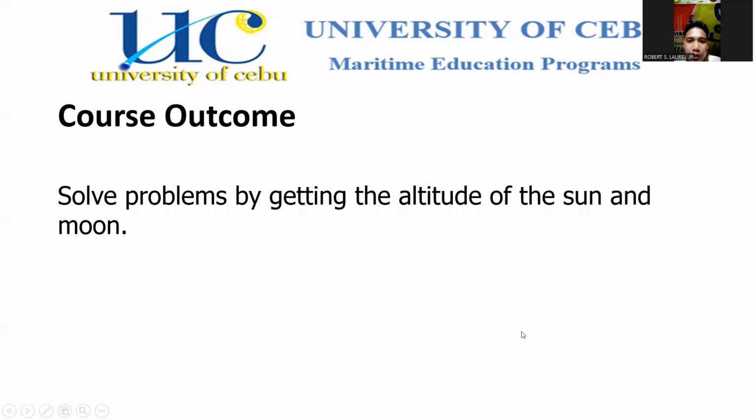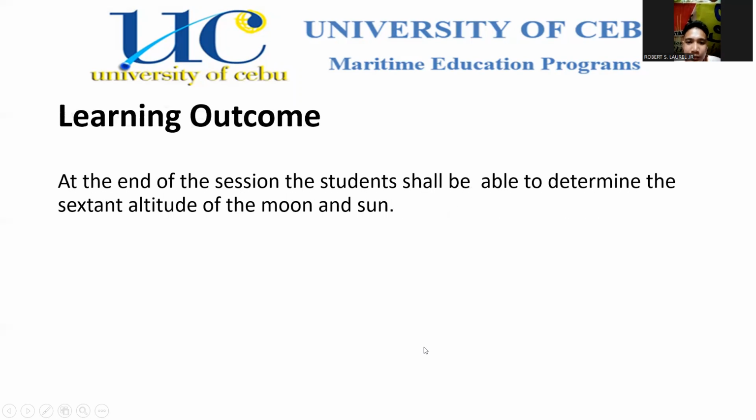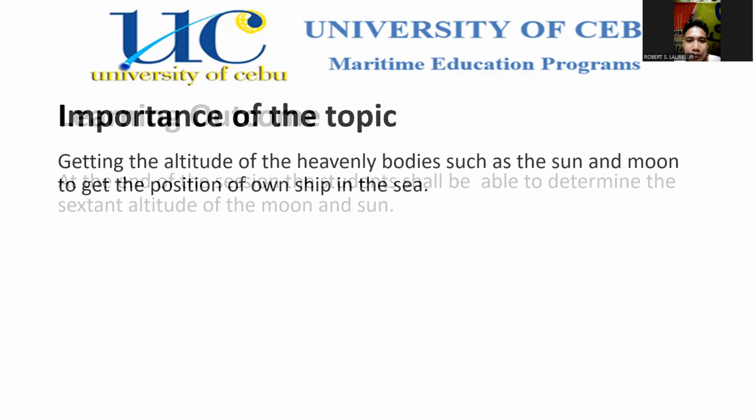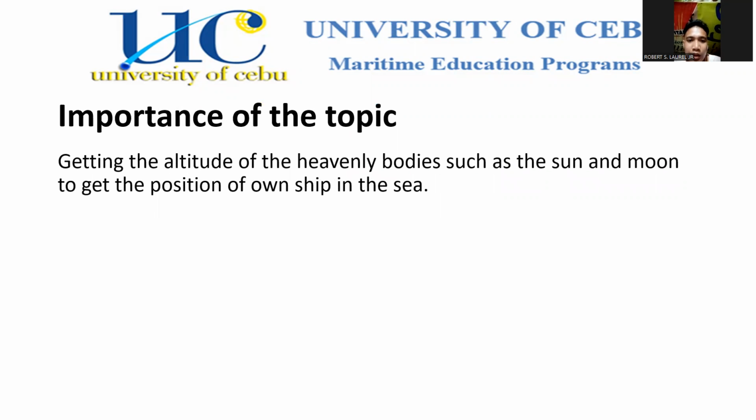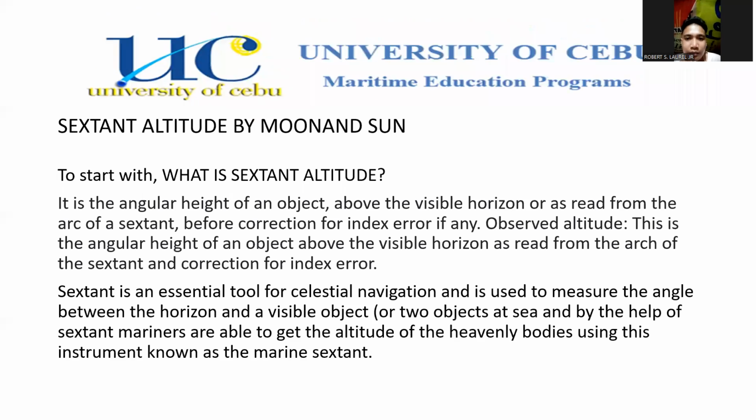Course outcome: solve problems by getting the altitude of the sun and moon. Learning outcome: at the end of the session, the students shall be able to determine the sextant altitude of the moon and sun. The importance of the topic: getting the altitude of heavenly bodies such as the moon and sun to get the position of your own ship in the sea.